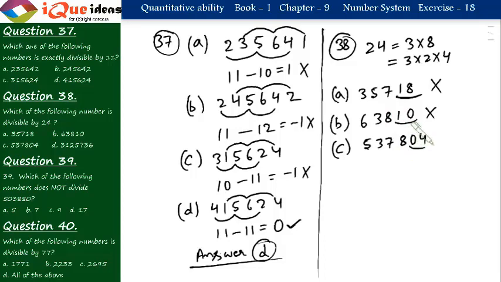Now here the last 2 digits are 0, 4. Hence it is divisible by 4. But now we need to check for 8. For 8, the divisibility test is the last 3 digits, that is 804. Now we need to check whether 804 is divisible by 8 or not.